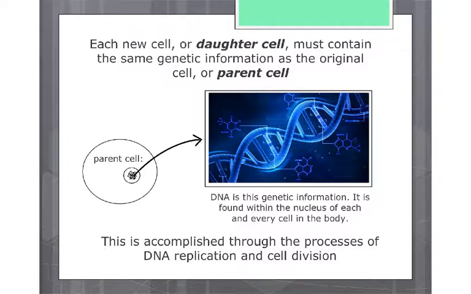Each new cell, or daughter cell, so a daughter cell is a new cell that is produced after meiosis or mitosis, must contain the same genetic information as a parent cell. So this is accomplished through the process of DNA replication and cell division. So looking at the same genetic information, this is relating to mitosis. So this first part is about mitosis, but what we need to look at is that DNA cannot be created from somewhere random, it has to come from that original parent cell.